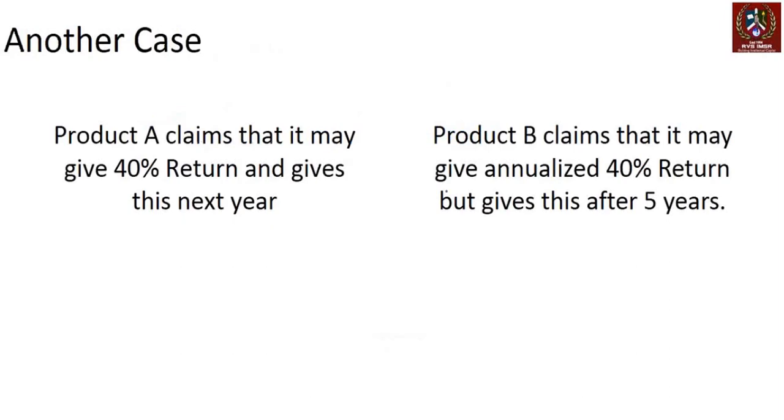Let's look at another case. Now, product A claims that it may give 40% return and it gives this next year. Product B claims that it may give annualized 40% return but gives this after 5 years, right? Now, if you look at these two, they are almost the same in terms of what return they generate, right? 40% here and annualized 40% here. But the decision point is in terms of what is the time, right? So the decision point here is in terms of time horizon.